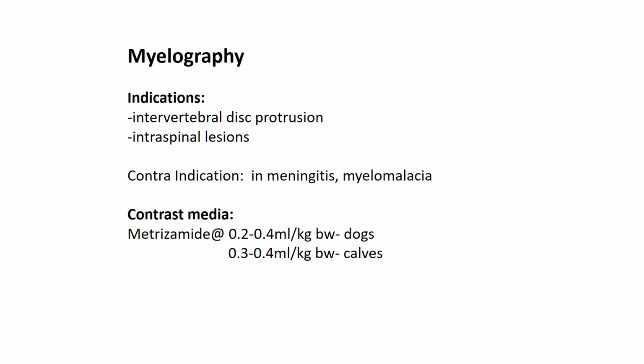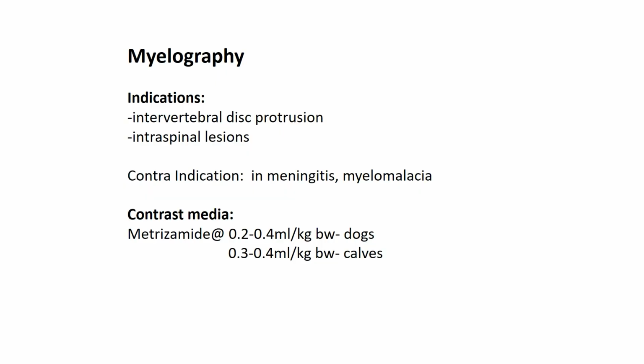After the urinary system, we will discuss the nervous system, especially the spinal cord. The contrast radiography of the spinal cord is called myelography. Myelography is performed in patients suspected of intervertebral disc protrusion or intraspinal lesion. Myelography is contraindicated in the case of meningitis or myelomalacia.